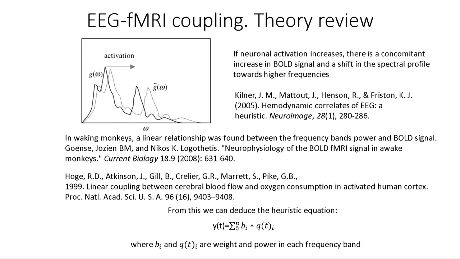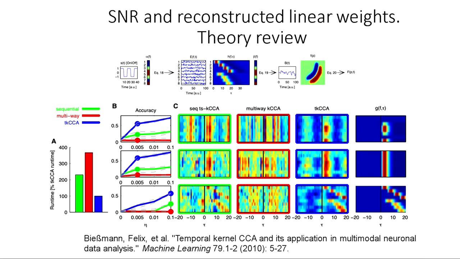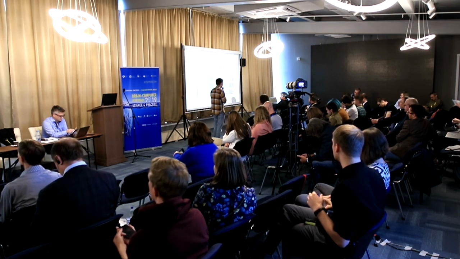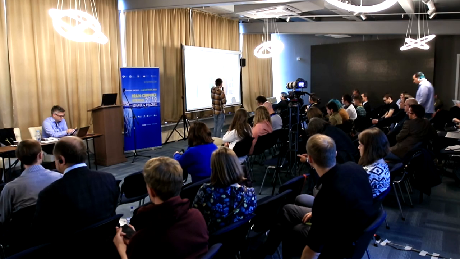If our BOLD signal is y of t, a function of time, we can propose that this BOLD activity is a linear combination of different frequency bands of the EEG signal with different weights for these frequency bands. The next slide is a simple simulation, where you simulate your EEG signal with different frequency gains, and from this you model a filter and model your BOLD signal. Why is this important? Because signal to noise ratio is very important. If you use linear methods like linear regression or canonical correlation analysis with signals of very low signal to noise ratio, you cannot extract reliable filters from these signals.